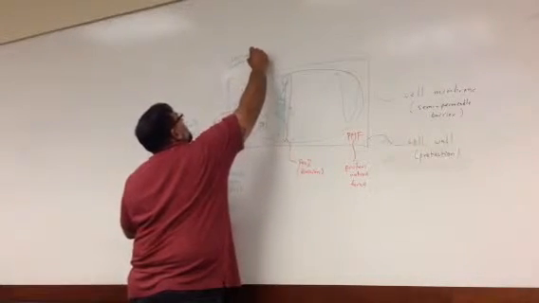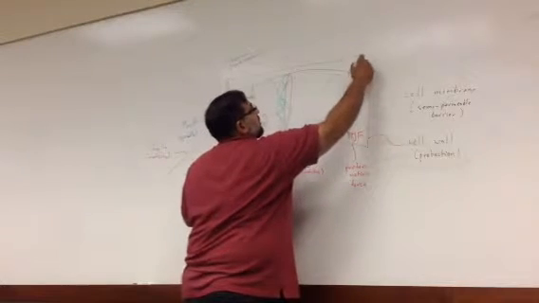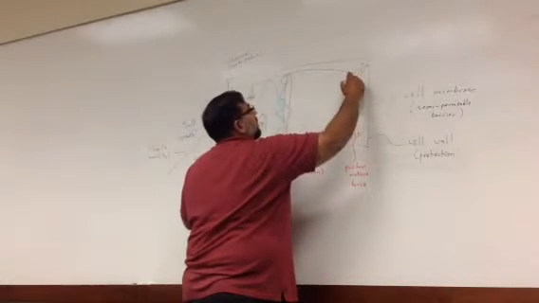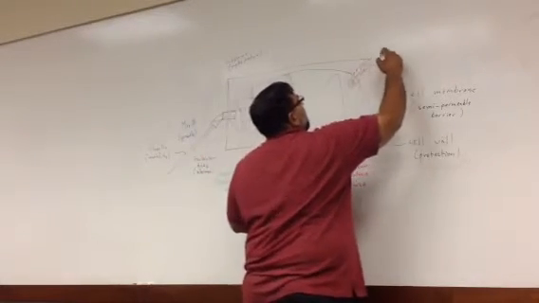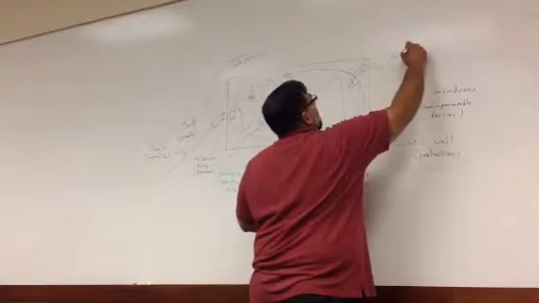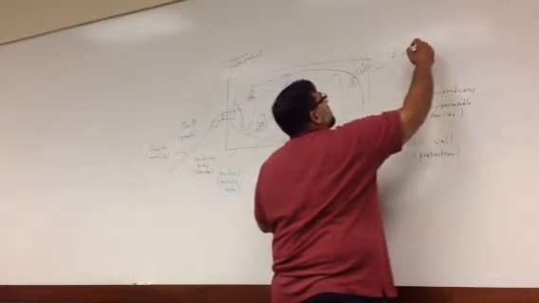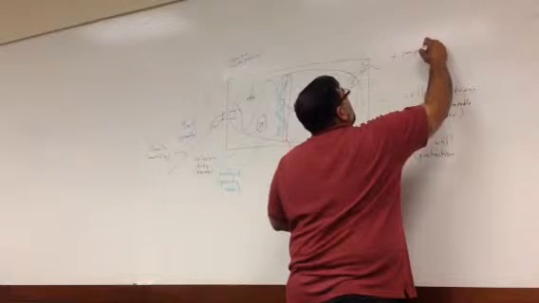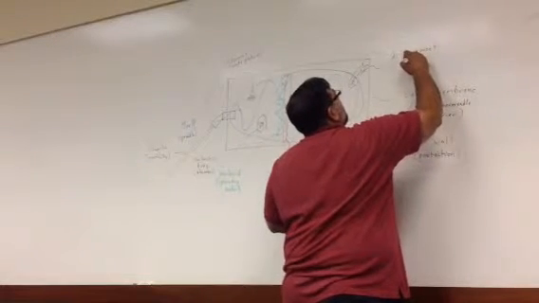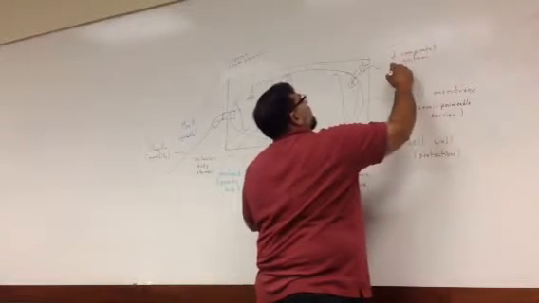The 2-component system. What is that used for? Sense outside stimuli. And how does it work? What happens if the sensor senses its stimuli? It leads to a phosphate cascade. What else?